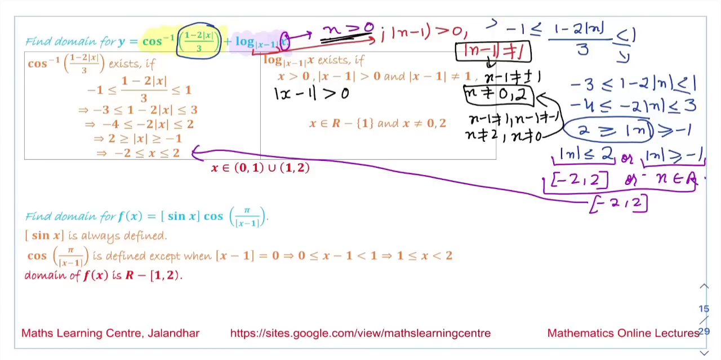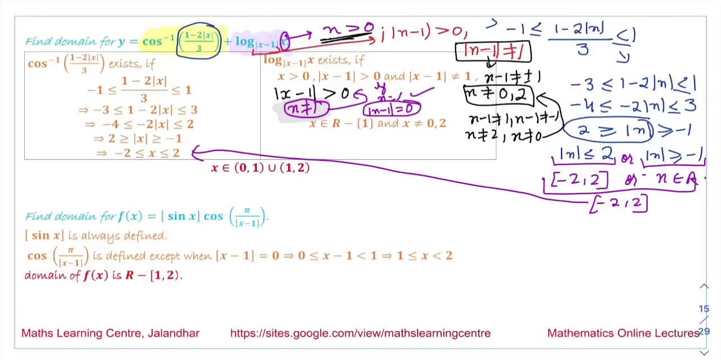When we are saying mod of x minus 1 is greater than 0, it means the values we will get from this is that x should not be equal to 1. Only for x is equal to 1, mod of x minus 1 is equal to 0. Otherwise, for all other values, it is greater than 0. So the value we are getting from this is x is not equal to 1.